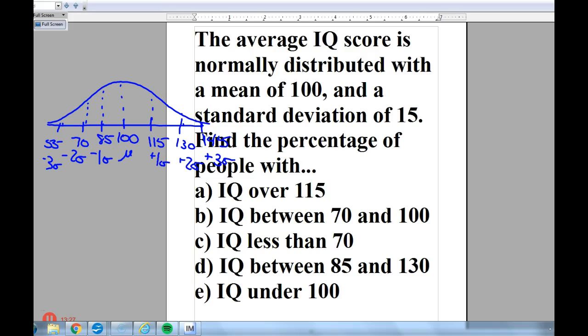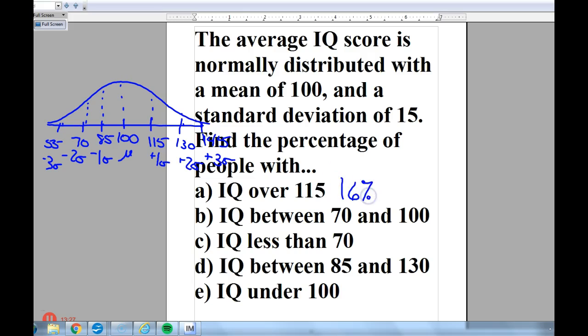Are you guys trying them or am I just waiting for you to write them? Good job. So all you're doing is translating that information into this and going, okay, over 115. Well, 115 is 1 standard deviation above the mean. So I'm here, and I want to know over 115. So I'm adding up everything that's above that. So 13.5 plus 2.35 plus 0.15. I believe that's 16%. So you're just adding up those sections.